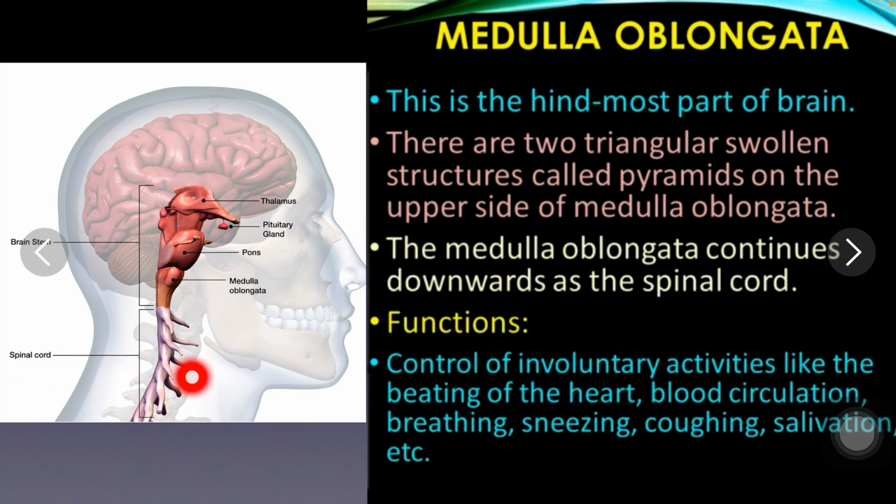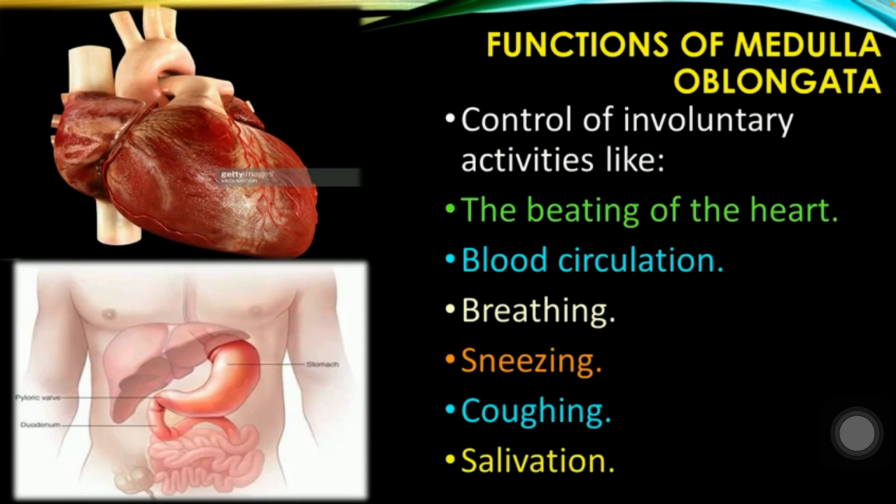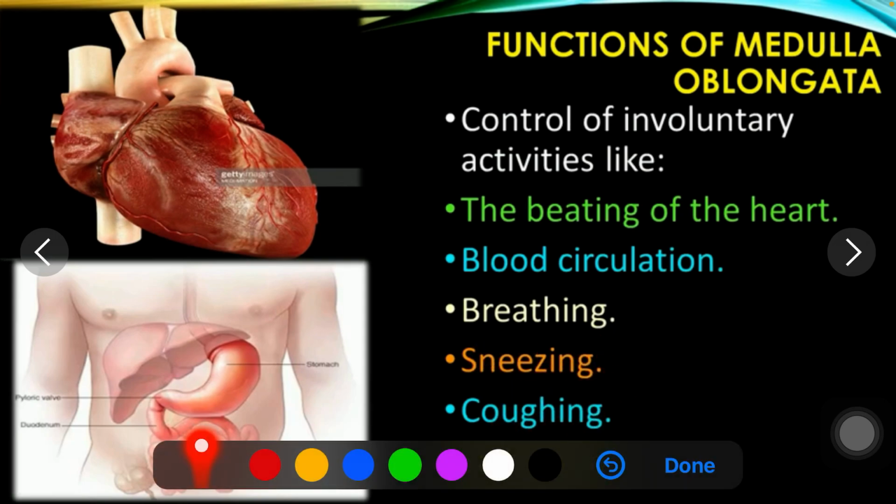Its function is control of involuntary activities like the beating of the heart, blood circulation, breathing, sneezing, coughing, salivation, etc. All the movement which is not controlled by the will of an individual. Student, this is the most delicate part also. Okay, so this is medulla oblongata. Function of medulla oblongata: it controls the involuntary activity, as I told you about the beating of the heart, blood circulation, breathing, sneezing, coughing, salivation, etc.